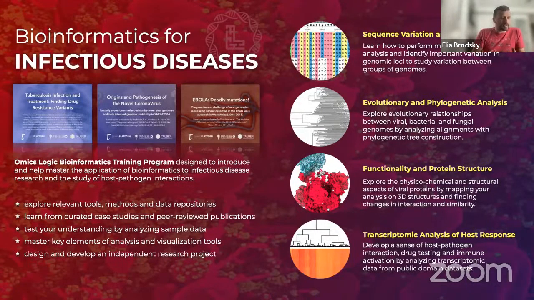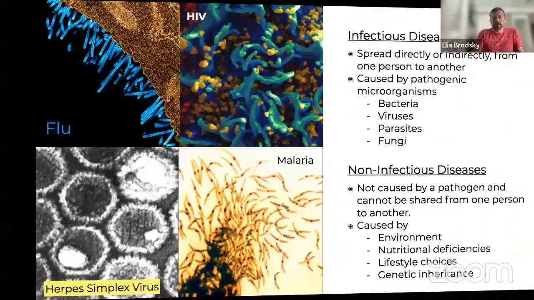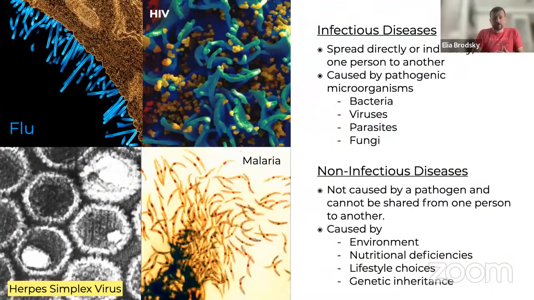Before we jump into this, let's briefly talk about what is the definition of infectious diseases. So infectious diseases, also called communicable diseases, are caused by a pathogen, and that pathogen can be a bacteria, virus, parasite, or fungi. And these kinds of diseases are different from non-infectious diseases, or what's commonly known as chronic diseases. And so we will actually talk about specific applications of bioinformatics to the study of infectious diseases.